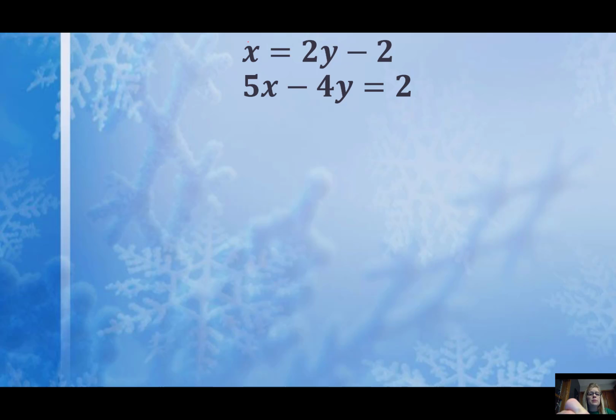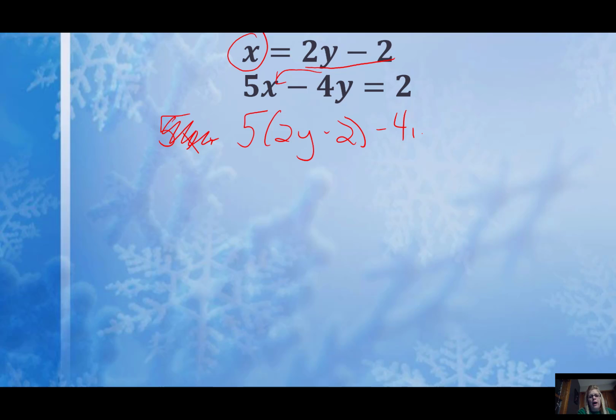Now, to me, this is a substitution. Why is it substitution? Because x is solved for. So what you're going to do is plug 2y minus 2 into x. So I would rewrite it, and instead of 5x, I'd go 5 parentheses 2y minus 2, minus 4y equals 2. Shazam! We already know how to do that.